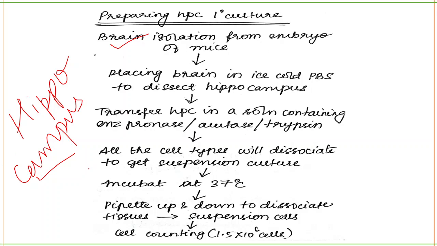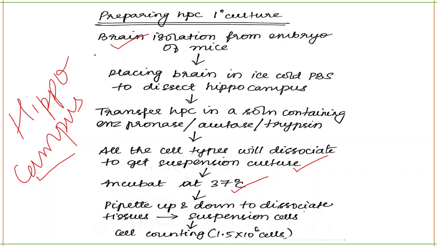You are going to transfer this hippocampus into a solution containing enzymes like trypsin, accutase or pronase. All of these enzymes have the same function: to break down the tissue so you get individual cells. All the cell types will be dissociated and you will get a suspension culture. Suspension culture means cells are all individually suspended in the media. You incubate this culture with the trypsin at 37 degrees Celsius for about 2 minutes so that all the cells detach from each other. You pipette up and down to dissociate the tissues, and you will get a cell suspension.